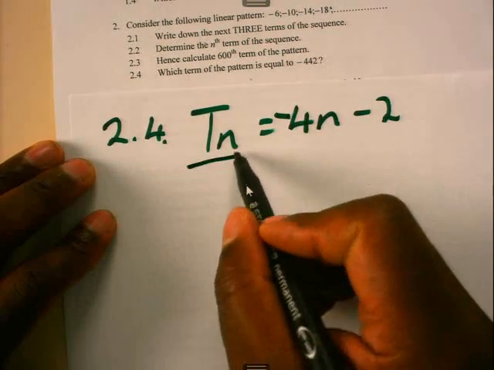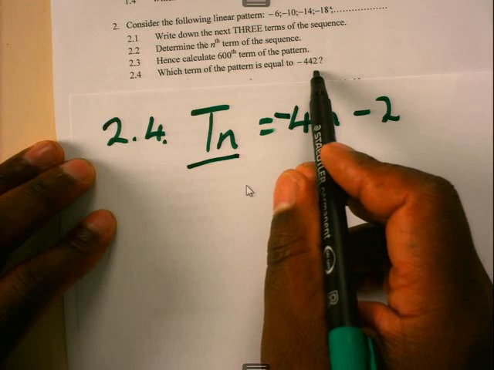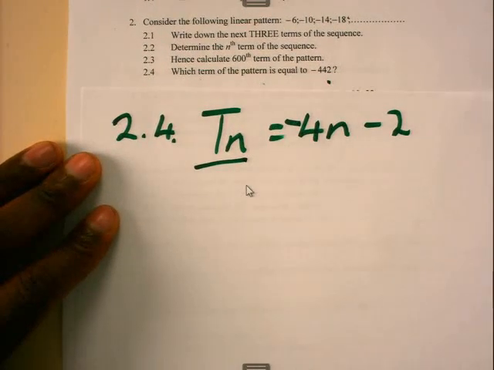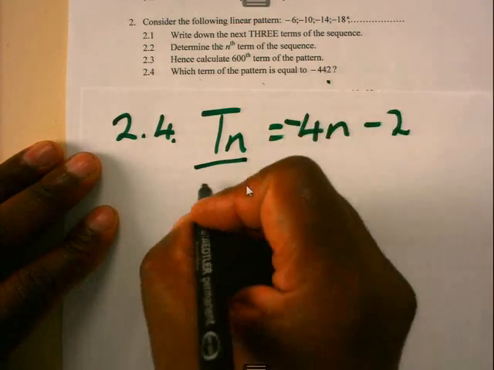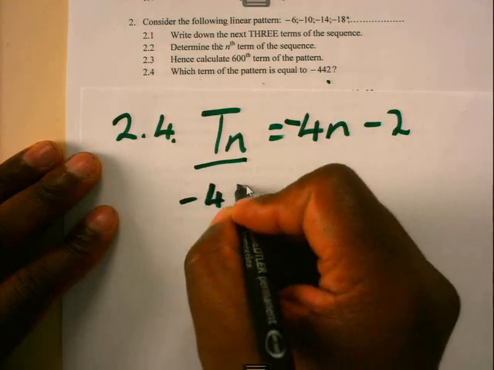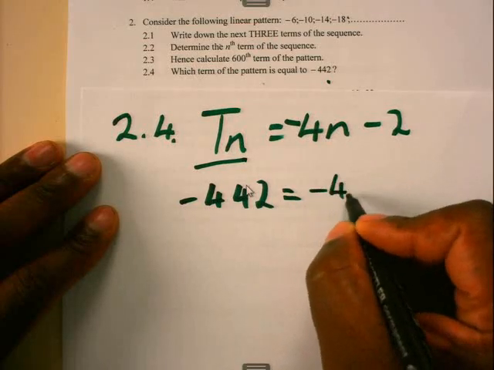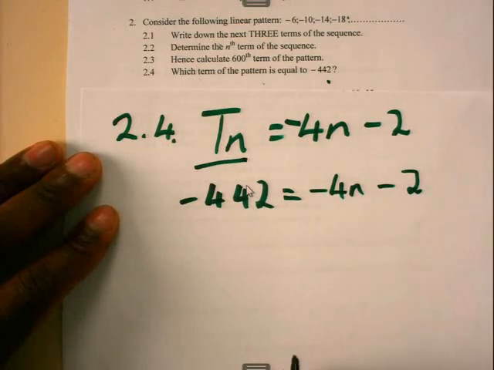That is our nth term because it occupies an unknown position in the sequence. We do not know its position. We need to find its position. So for us to determine the position of that term, we need to determine the value of n. Let's carry on. Minus 442 is equal to minus 4n minus 2.